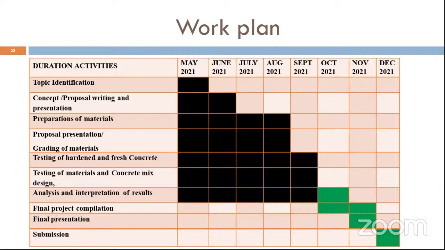You're saying you have done testing of hardened and fresh concrete. Yes. You have tested material and concrete design. You have done the analysis and interpretation of results, but you have not shown anything in the results. We have not seen the results for fresh concrete. We have just seen the material calculation for grading, that's for the fine aggregate. I have seen grading, and I think what else? The specific gravity. Those are the only two results that you have shown us.